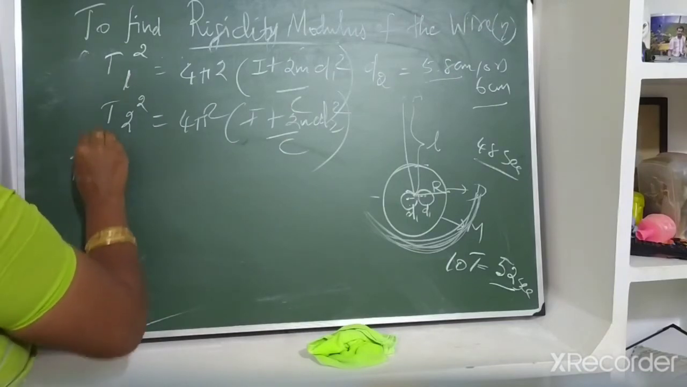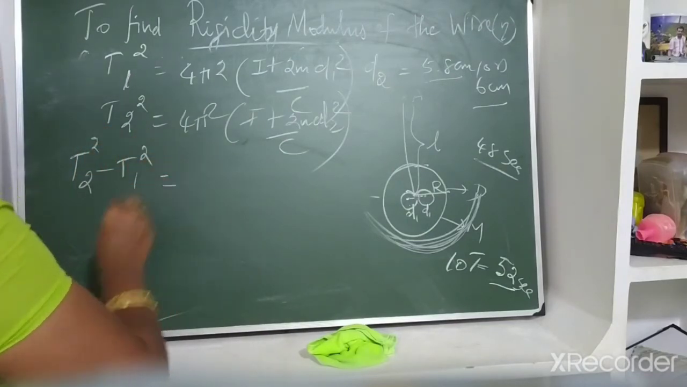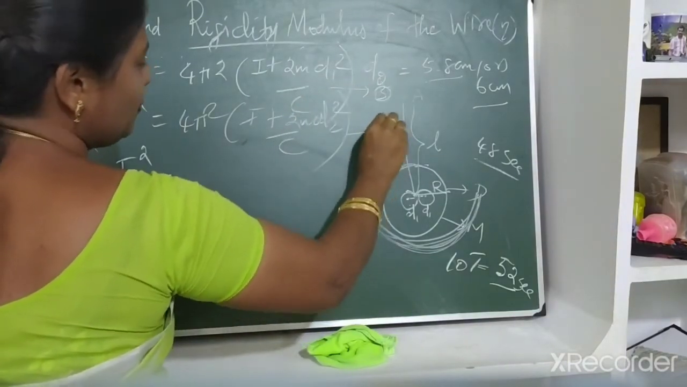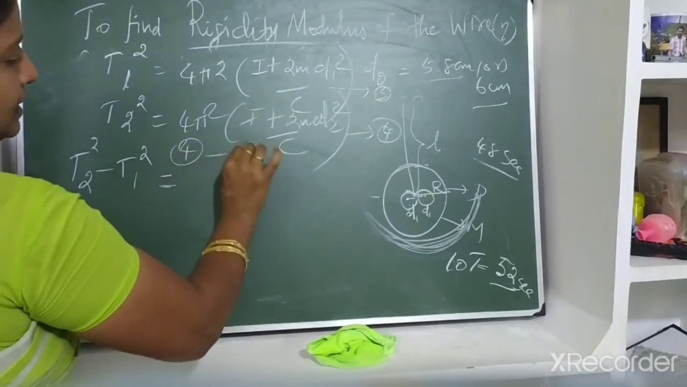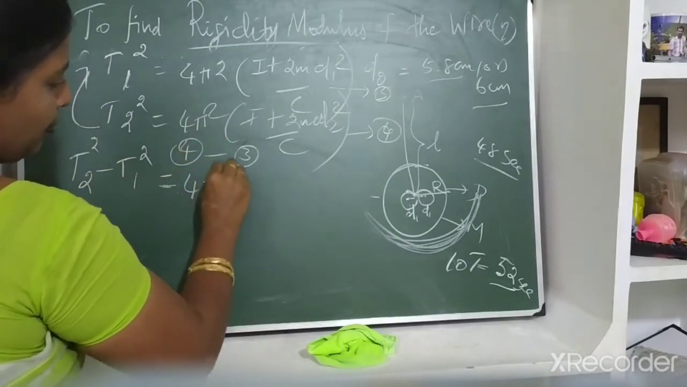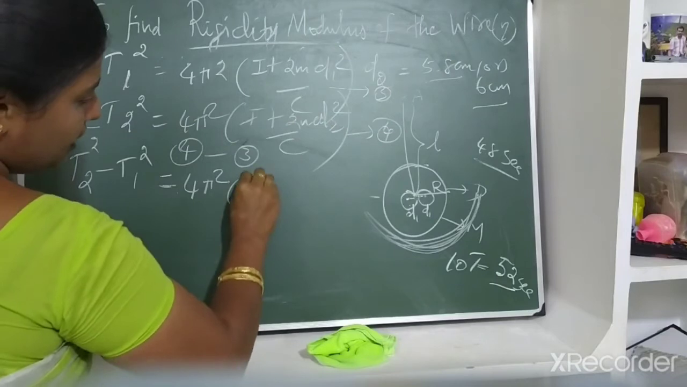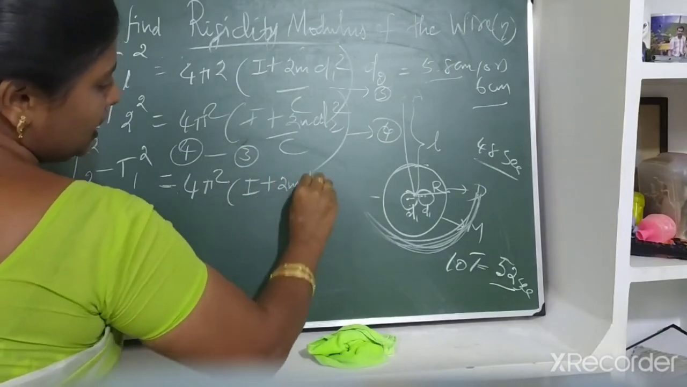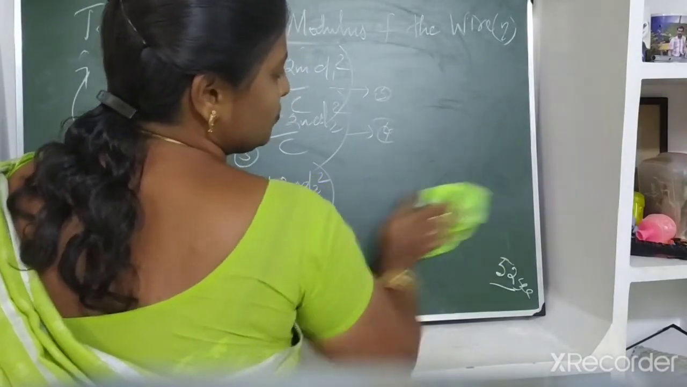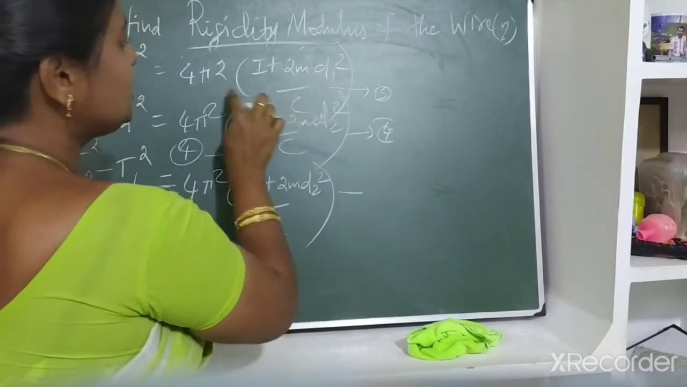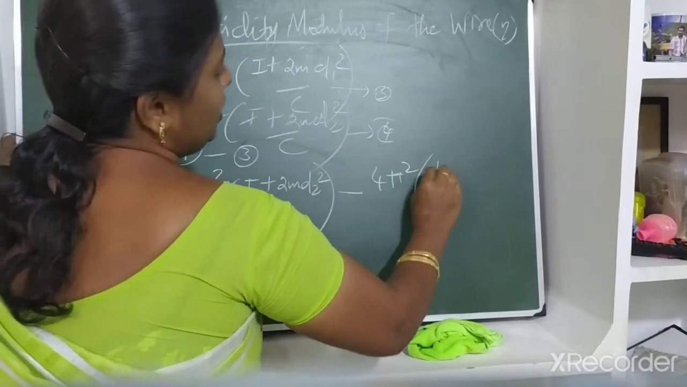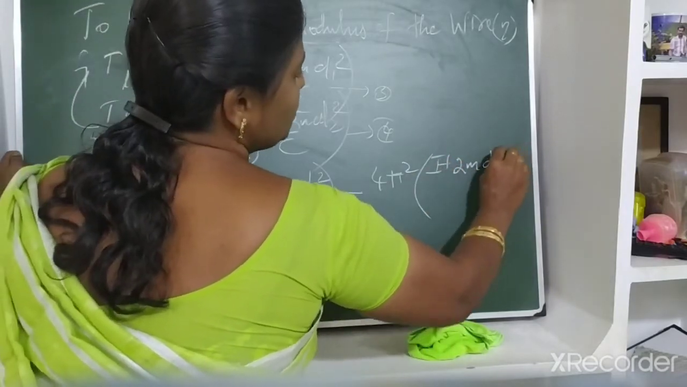Next, T2 squared minus T1 squared equals. We are going to consider this as equation number 3 and equation number 4, so 4 minus 3. T2 squared minus T1 squared is equal to 4 pi squared into I plus 2m D2 squared by C, minus 4 pi squared into I plus 2m D1 squared by C.